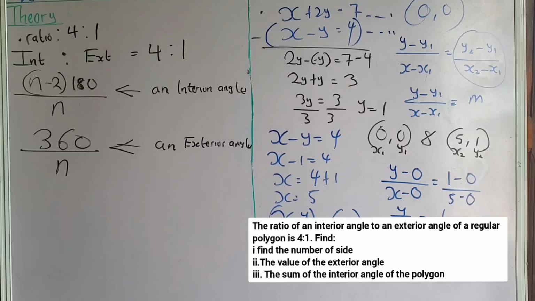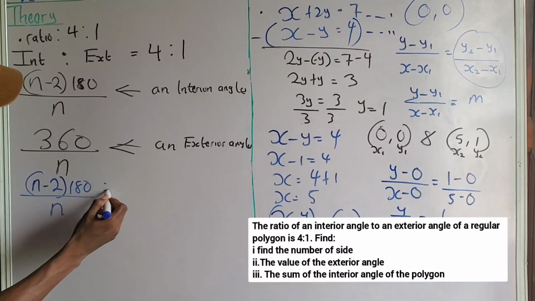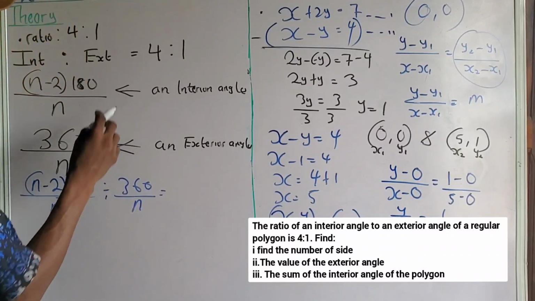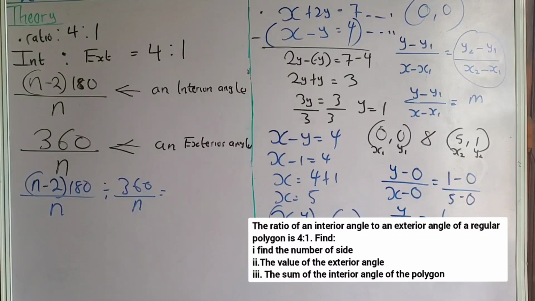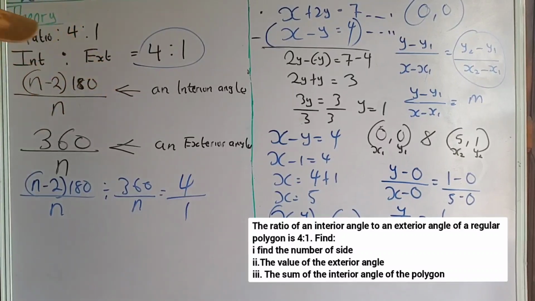We can do that by just saying that (n minus 2) multiplied by 180 degrees all over n, ratio 360 all over n, is equal to, now, because a ratio deals with the expression of a fraction in its lowest term, I'm going to express this as 4/1. So this is 4/1. Do you understand?